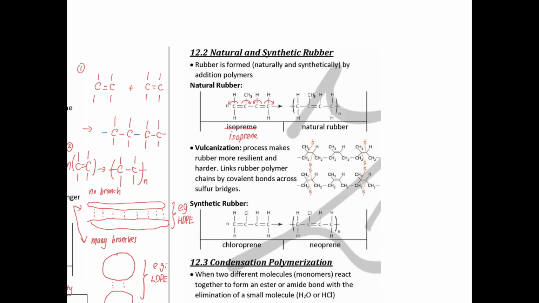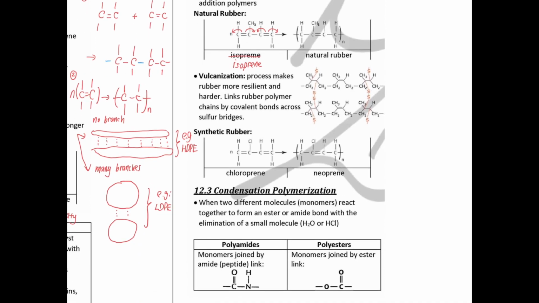Okay, now let's move on. Synthetic rubber. Synthetic rubber means man-made rubber. So we make it in the factory, for example, not like natural rubber, which we get from the rubber tree.